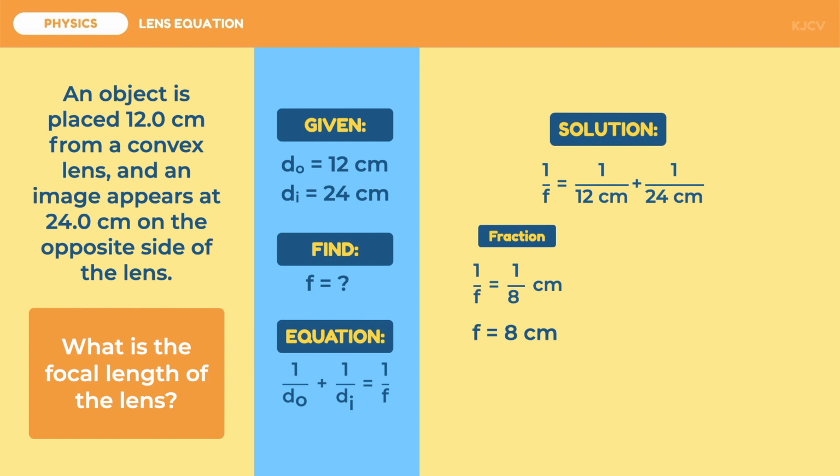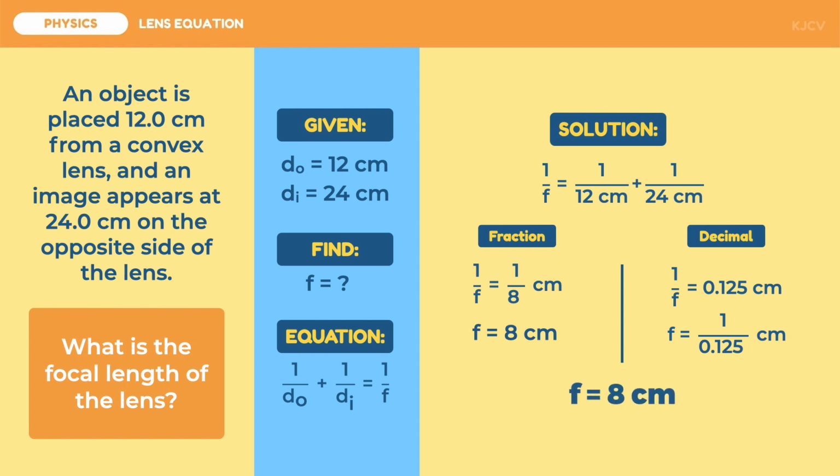But let us check if this would also be the answer if we solve it using decimals. 1 over 12 and 1 over 24 would add up to 0.125 per centimeter. And again, this is still 1 over f. To solve for f, we get the reciprocal of both sides. This gives us 1 over 0.125 centimeters is equal to f. Both fraction and decimal solutions result in a focal length of 8 centimeters. Although not asked, we can identify that this lens is a convex lens because the focal length has a positive sign. Let us now do the second unknown.